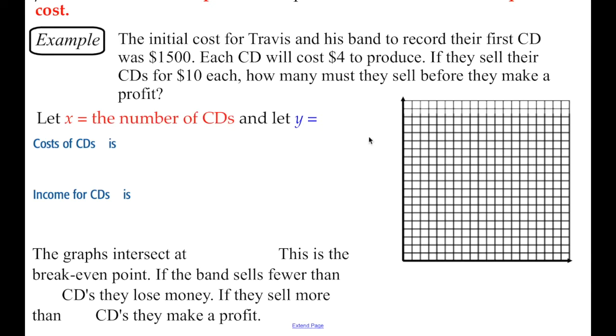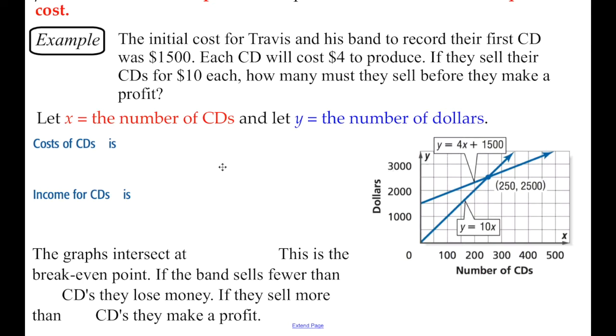We're going to let X be the number of CDs, and we're going to let Y be the number of dollars. So the cost of the CDs is going to equal 4x plus 1,500. It's $4 for each CD times the number of CDs you sell. That's what it costs them to produce the CDs. Plus they've got that flat rate of 1,500.